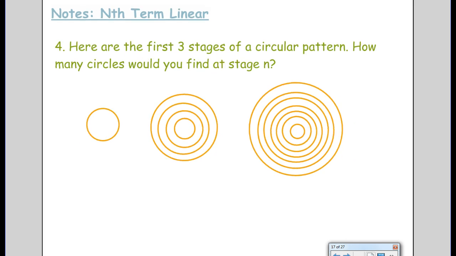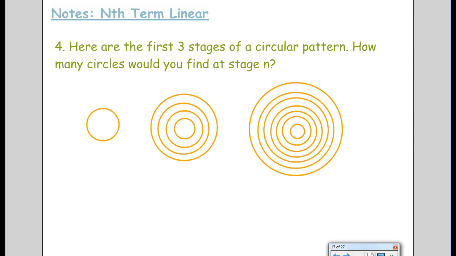Okay. What is going on here? Don't flip your page over. It just kind of got cut off at the bottom. See it? Here are the first 3 stages of a circular pattern. It's kind of pretty, huh? How many circles would you find at stage n?